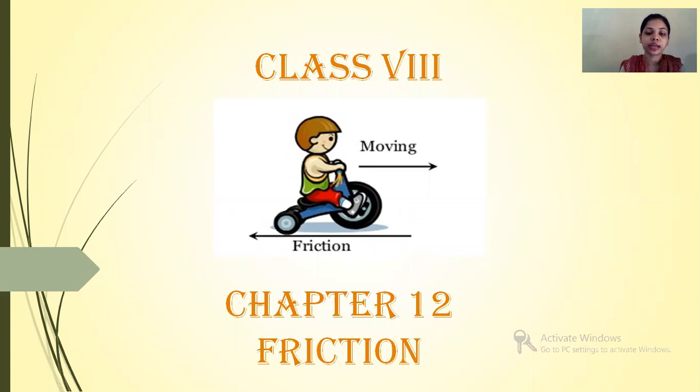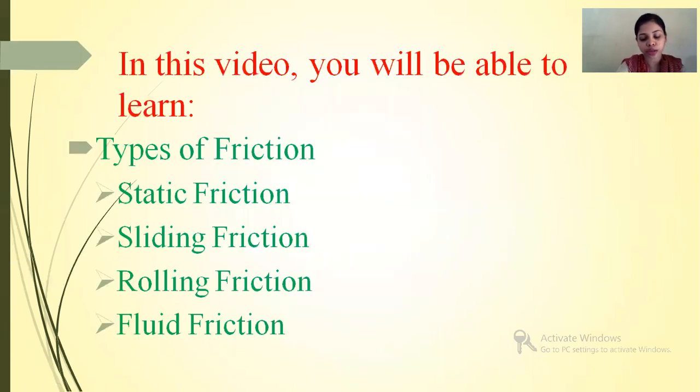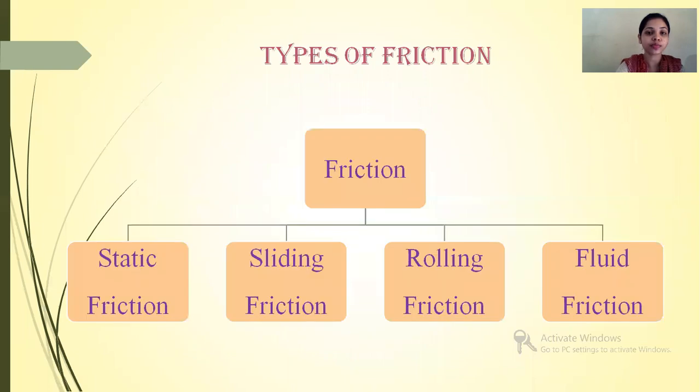Lesson: friction. In our previous class, we learned what friction is, the causes of friction, and the factors affecting friction. Now, in today's class, we will learn about the types of friction. There are four types of friction: static friction, sliding friction, rolling friction, and fluid friction.